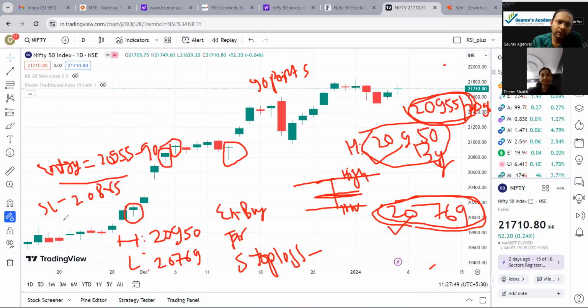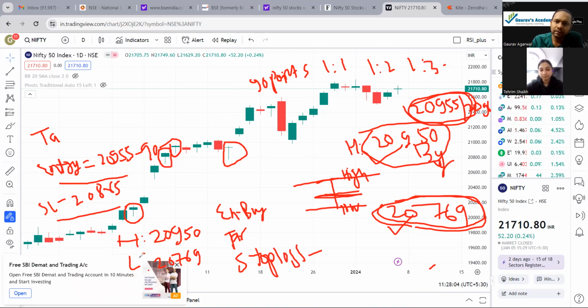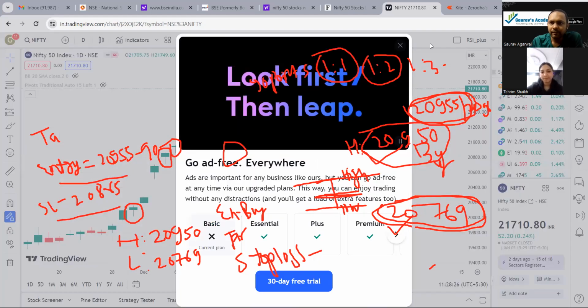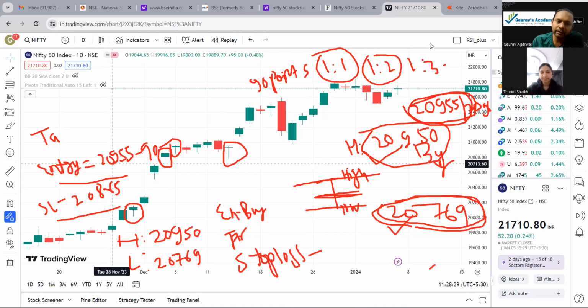So now you know the entry. Now you know the stop loss. And target is up to you, how much you decide. Yesterday we discussed that, right? 1:1, 1:2, and 1:3. Since your stop loss is 90 points, if you want 1:1, you can keep your target as 90 points. If you want 1:2, you have to keep your target as 180, right? So 90 or 180 points from which price? Entry price, right?